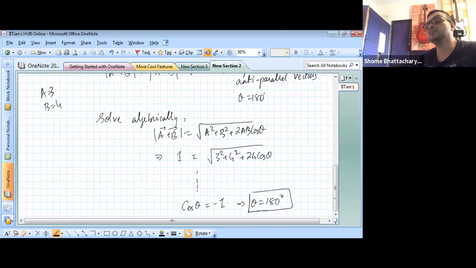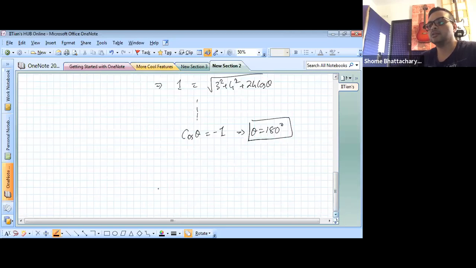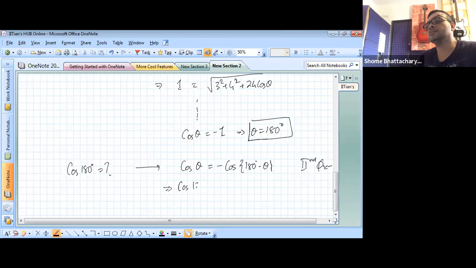Now in case you want to understand how cos 180 comes out to be -1, we use the formula that cos theta is equal to minus cos of 180 minus theta, in the second quadrant. Therefore I can write cos 180 as minus cos of 180 minus 180, which is minus cos 0.